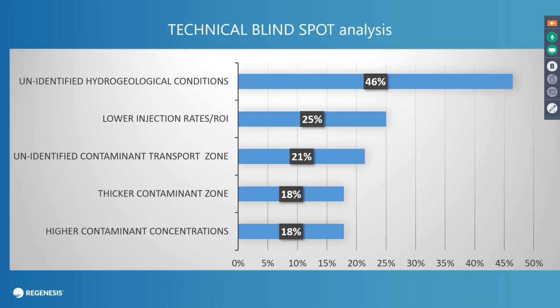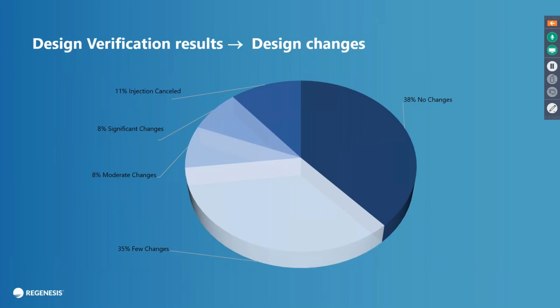And just quickly here, we've done some internal testing where we took data from 24 sites where we conducted this design verification, and looking at this blind spot analysis, what we found was that in about half of them, we had unidentified hydrogeological conditions. That might be another clay string or clay zone or something that really wasn't expected, or we may have had lower injection rates or didn't get the ROI that we would have expected. Maybe a thicker contaminant zone or more contaminant itself, or maybe we found some utility trench that no one really saw in a figure and wondered why everything went in a different direction.